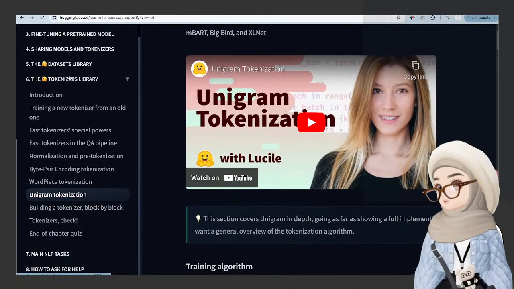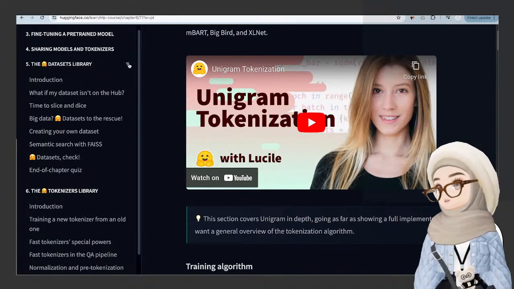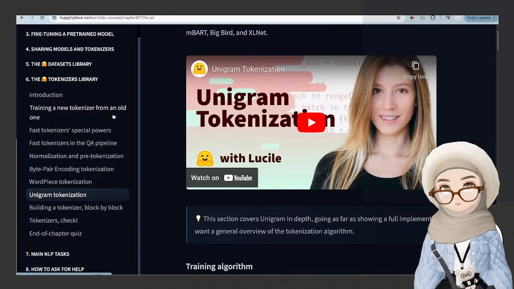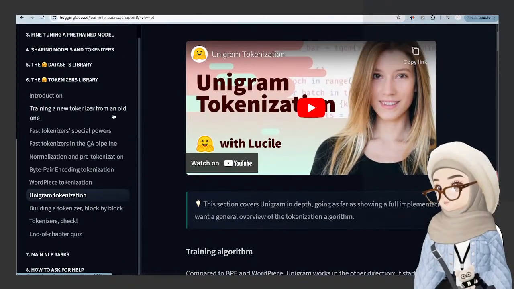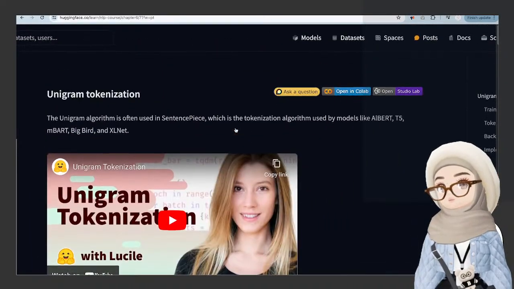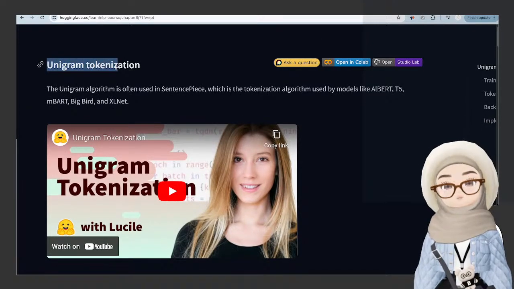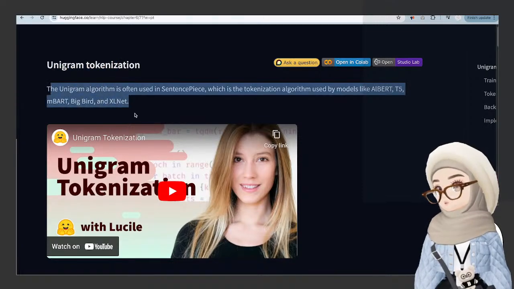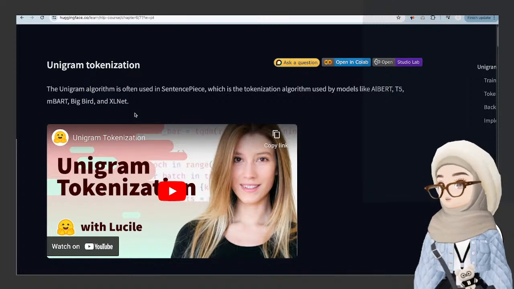Yes, we're still in the tokenizer library. I'm surprised it's taking us more with the tokenizer library, but also not really surprised. It's a course, it's supposed to take time. Yeah, we're at the unigram tokenization. So I'm gonna start. Let's see if I have the energy to finish it.